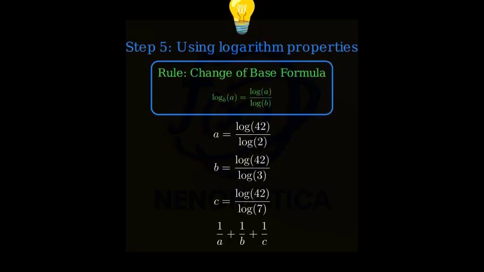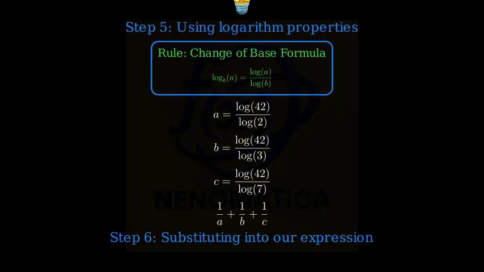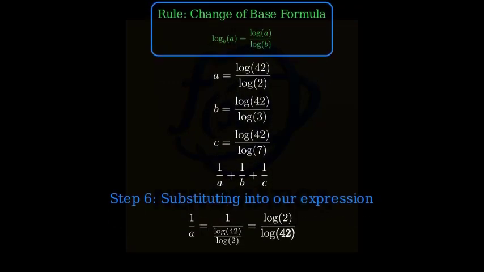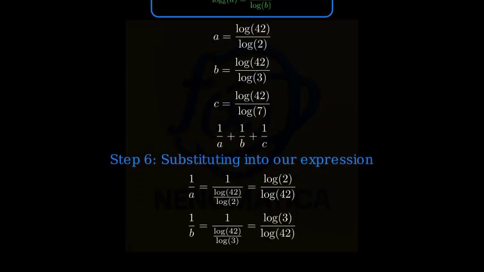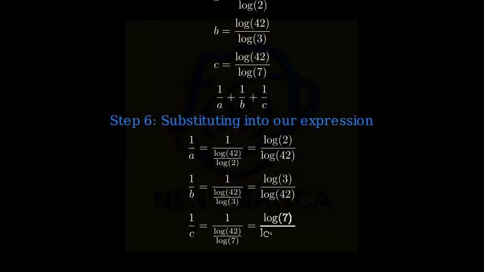Now, let's think about the expression 1 over a plus 1 over b plus 1 over c. Let's substitute our expressions for a, b, and c into our formula. 1 over a equals 1 over the fraction log of 42 divided by log of 2, which equals log of 2 divided by log of 42. Similarly, 1 over b equals log of 3 divided by log of 42. And 1 over c equals log of 7 divided by log of 42.